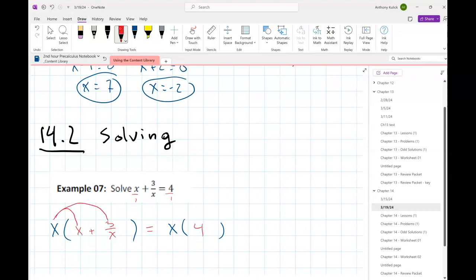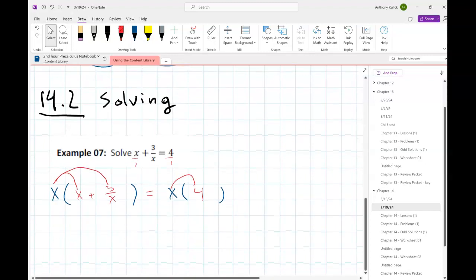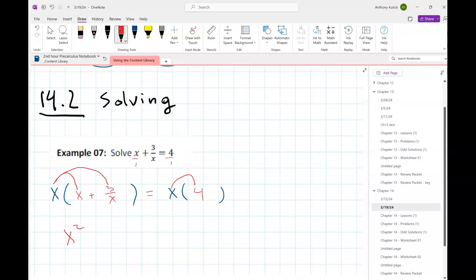So I'll distribute the x through. So x times x is x squared. What is x times 3 over x? Good. You could think about it as 3x over x, which reduces down to 3.